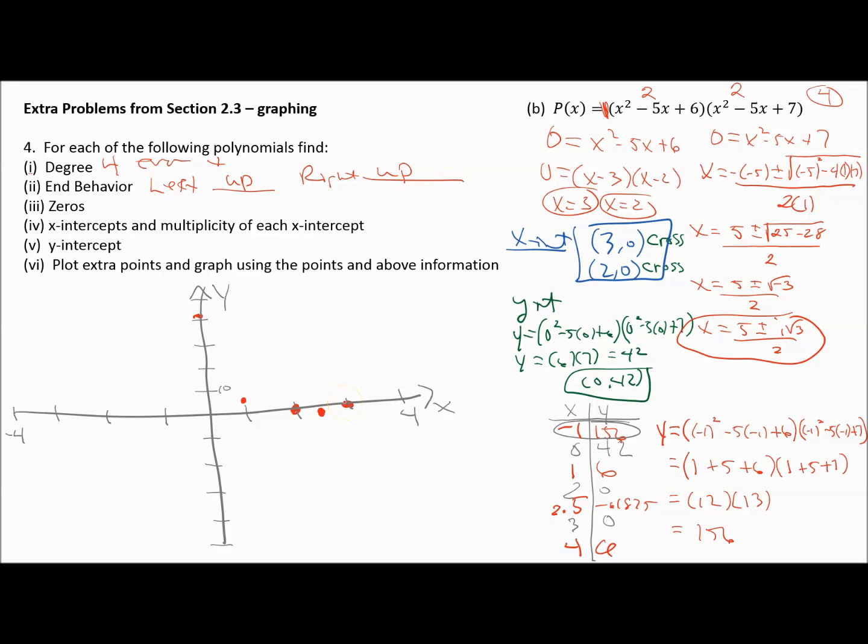3, 0 I already have plotted, and 4, 6. So again, just a little above. Okay. Now remember, negative 1 is 156, so it's way up here at the top of my screen, which kind of matches what we have going on.